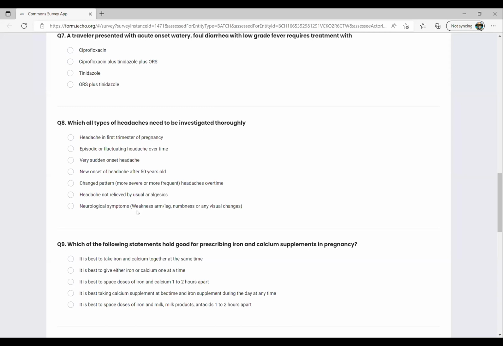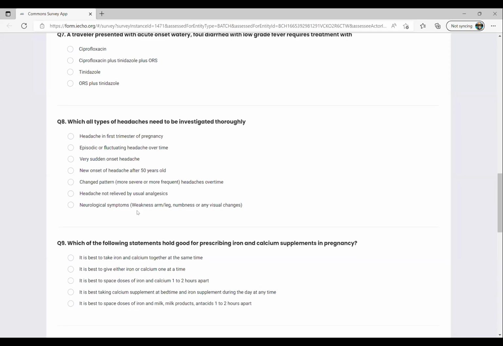The headache could be a manifestation of that. And very often, because of the nausea, vomiting, the intake of fluids may not be good, so dehydration could be one of the reasons. So in the first trimester, you have to think about the hydration part more than the red flag signs. Yes, of course, in the third trimester and in the second trimester, it could be a manifestation of preeclampsia, or when there is hypertension. So episodic or fluctuating headaches over time could be migraine, so it does not need to be investigated thoroughly.